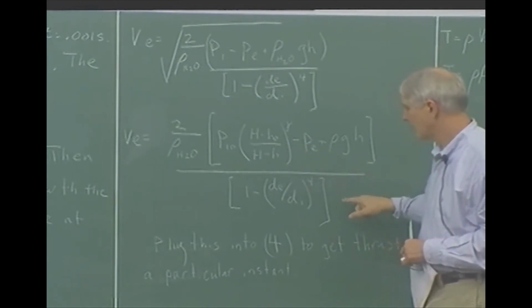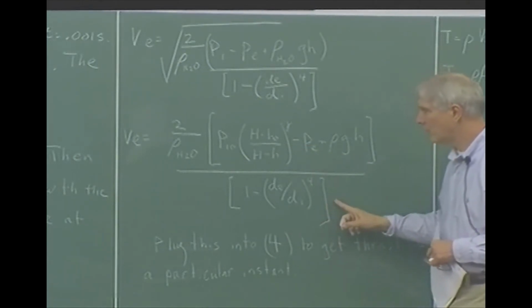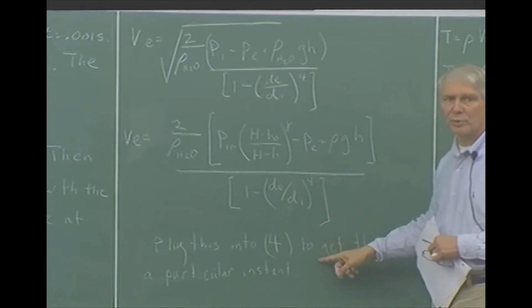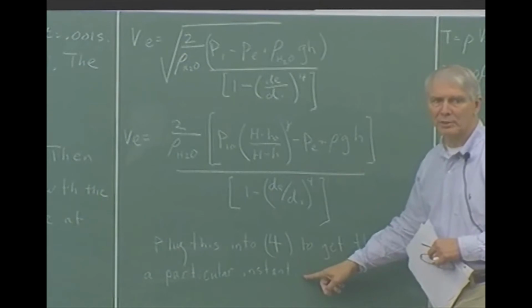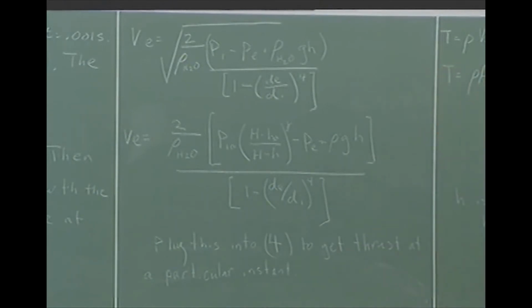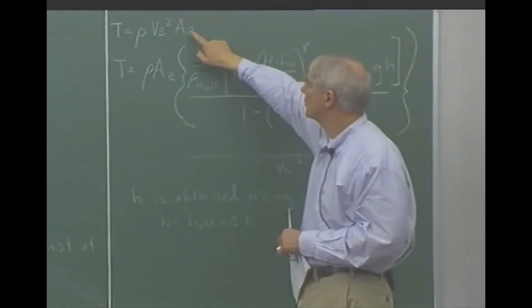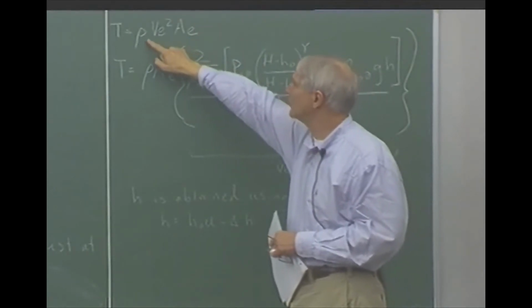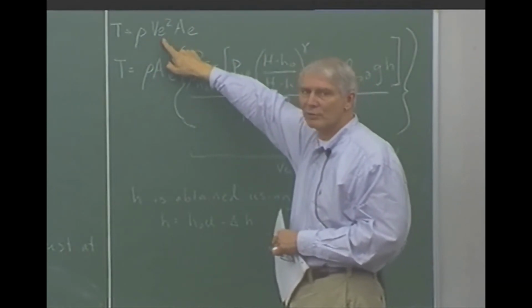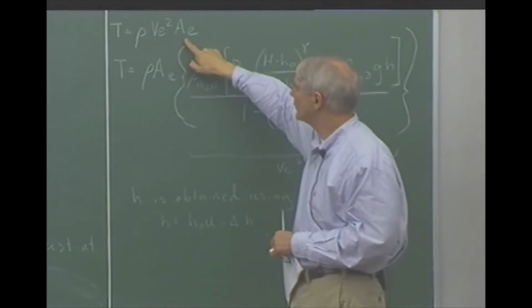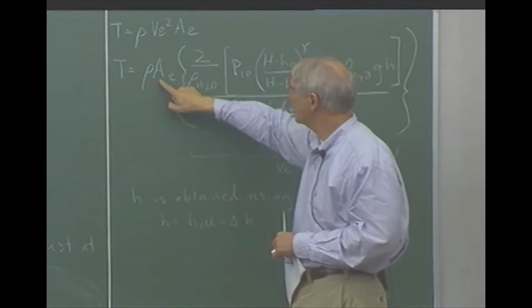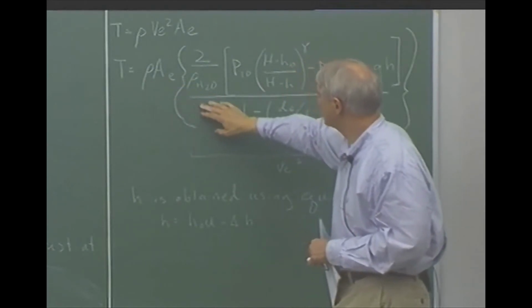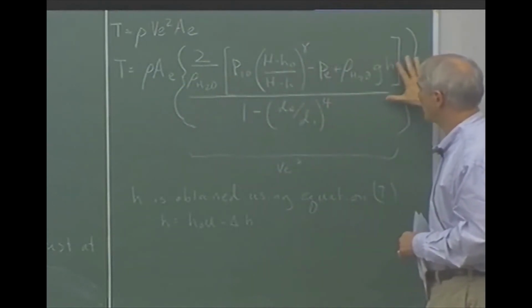Okay? We're going to take this expression for velocity and plug it into equation 4 for thrust. And that's going to give us our thrust at a particular instant. The thrust, you may recall, is the momentum flux. It's density times the exit velocity squared times the area of the exit. So I wrote it down here: density times area of the exit. The exit velocity squared is given by this expression right here.